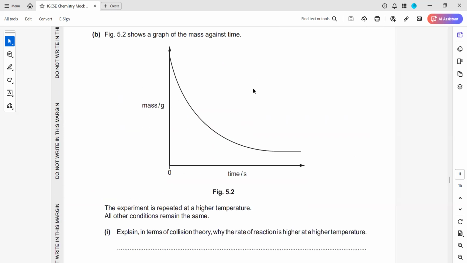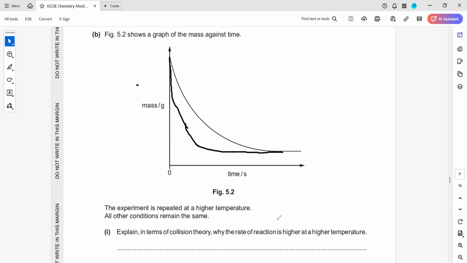The next is figure 5.2, which shows how the mass changes against time when the experiment is repeated at a higher temperature. If we carry out the reaction at a higher temperature, the reaction will be faster, but the change in the mass will be the same, so the graph will be much steeper. So this will be the graph.